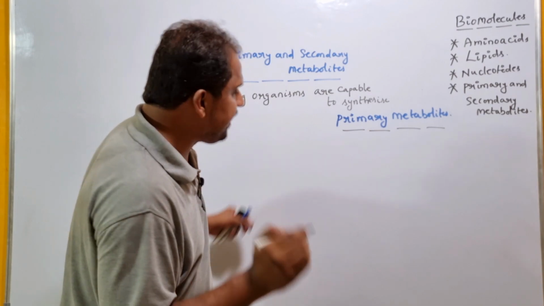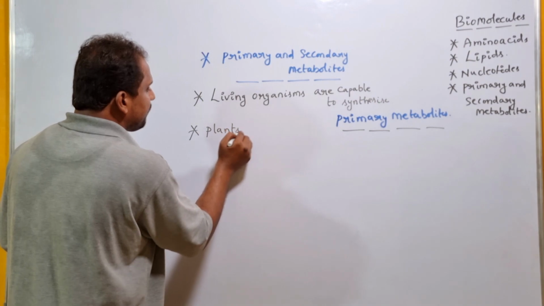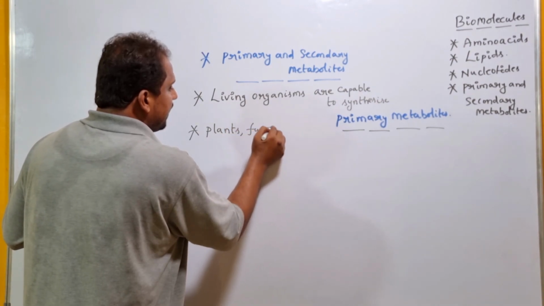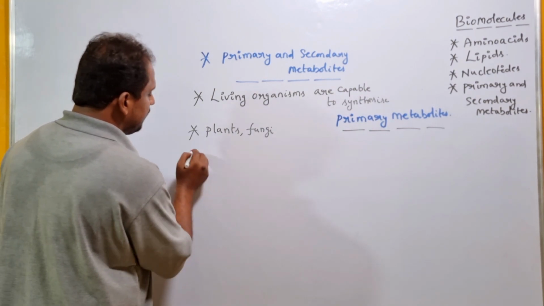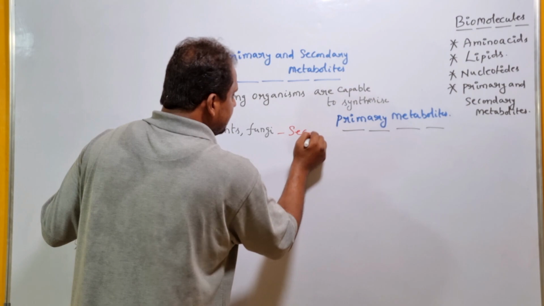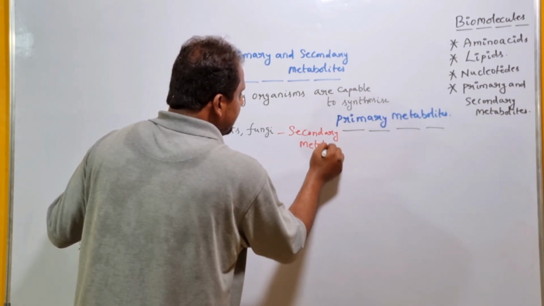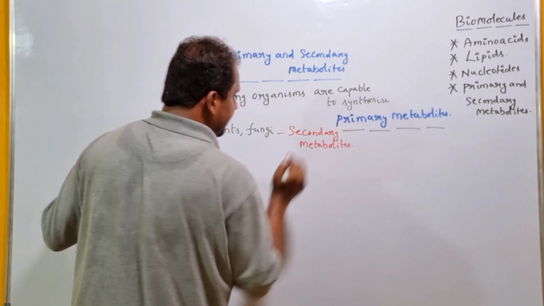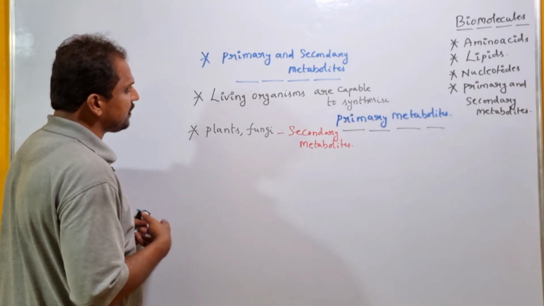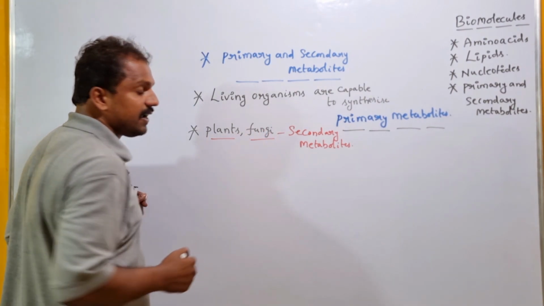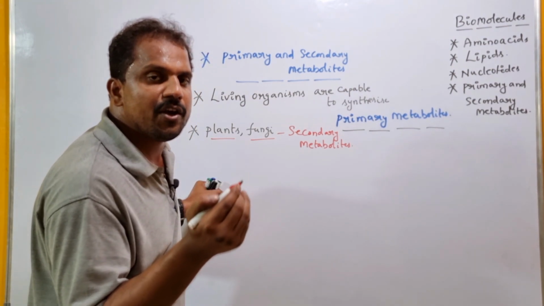the surface of the earth. In addition, certain living organisms like plants and fungi are capable of synthesizing secondary metabolites, right? Most commonly, the secondary metabolites are restricted to the plant kingdom. These secondary metabolites, most commonly observed in plants and even in fungi, have some commercial importance and are also useful for human welfare.